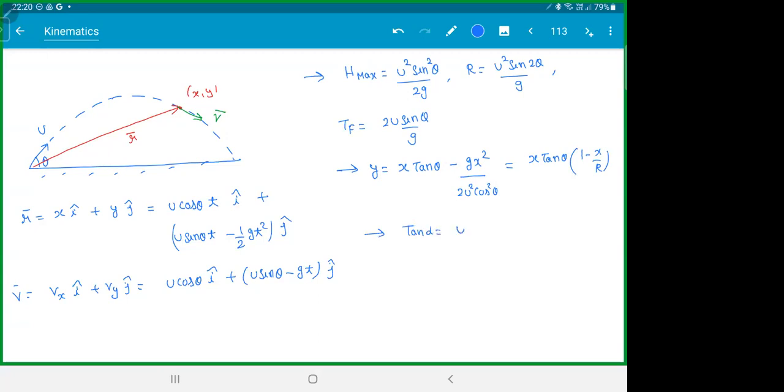Tan alpha is u sin theta minus gt by u cos theta. u cos theta is equal to v cos alpha. At H max, the speed is u cos theta. There, these are all the standard stuff. Have a look at them. Let's do one or two easy questions and we'll wrap up for the day. We'll do more good ones in the next class. But make sure to go through the entire theory once and come.